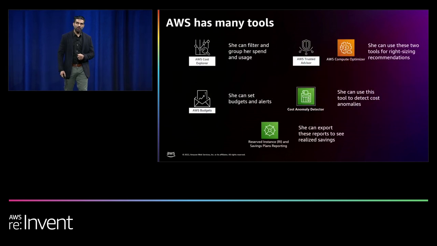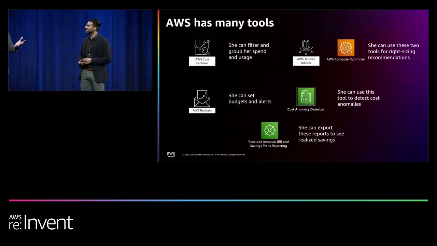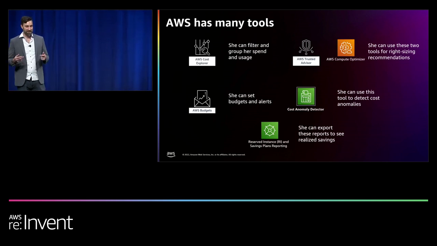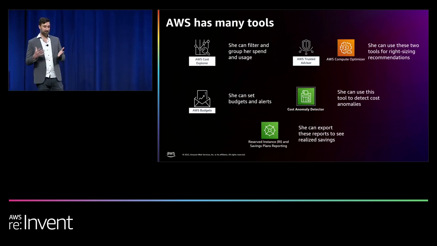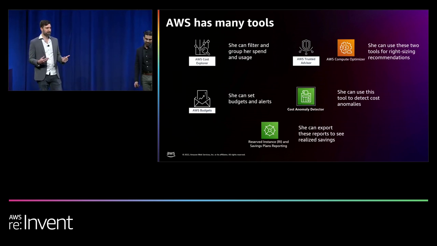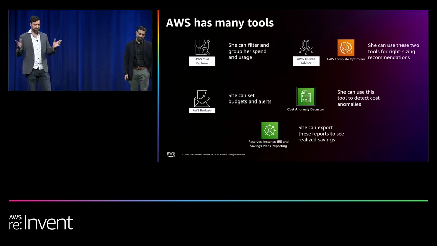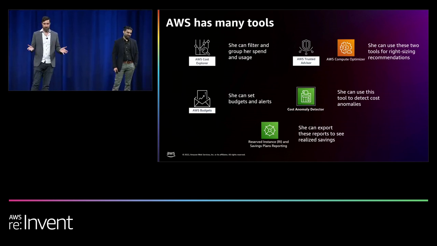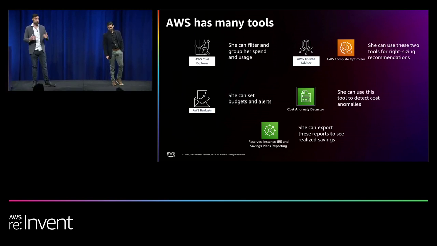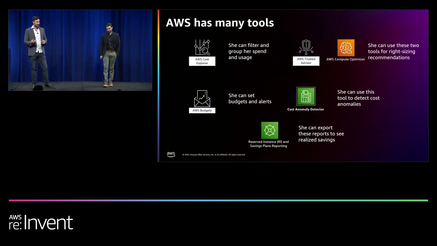And rightfully so, because there are so many tools, right? There are so many places for her to go and get this information. And she learned about Trusted Advisor, for example. She can use that to get some really good right-sizing information. There's still Cost Explorer. We don't want to forget that. That's a really good place to go in, and you can build reports, and you can customize the filters and the groupings and these kinds of things. But then there's also AWS Budgets. So AWS Budgets, awesome tool. I can set budgets.